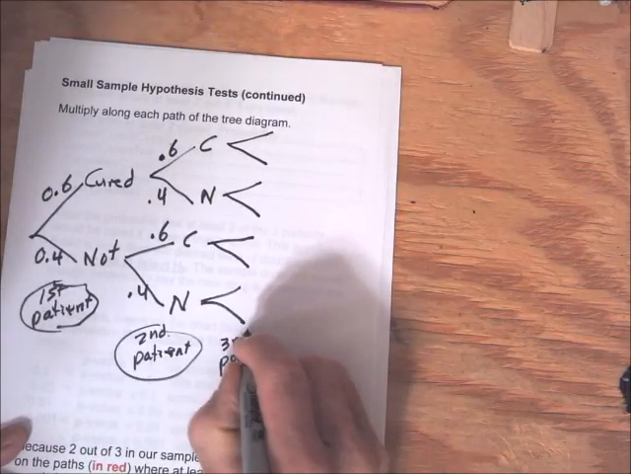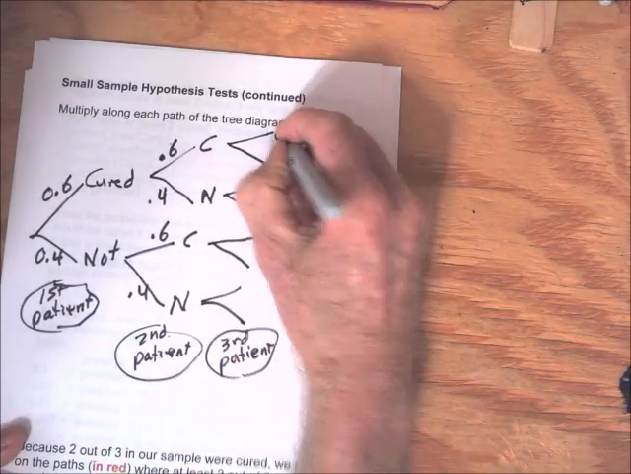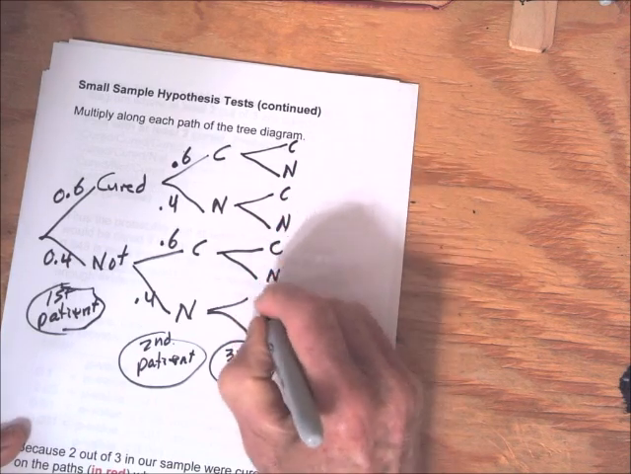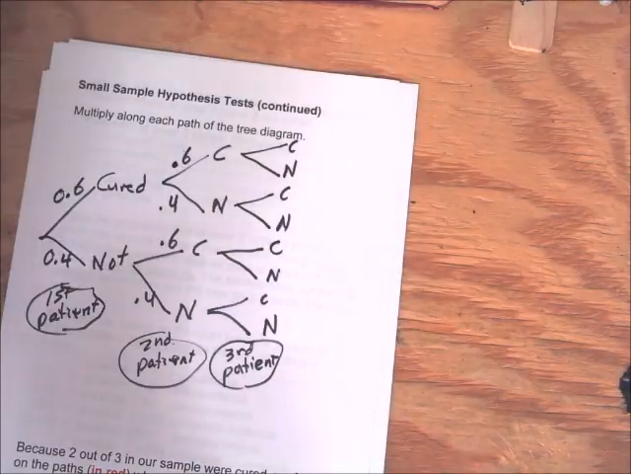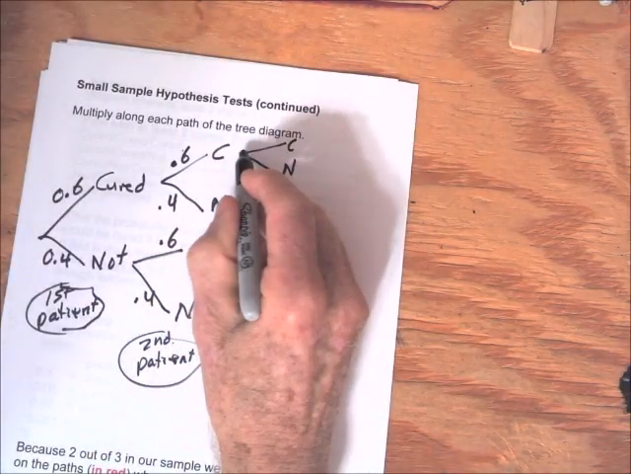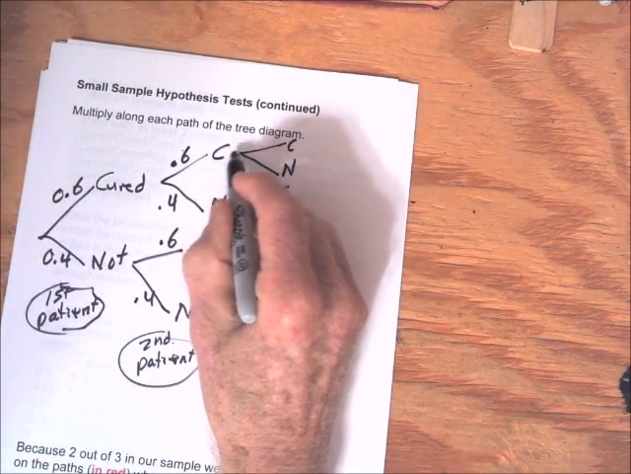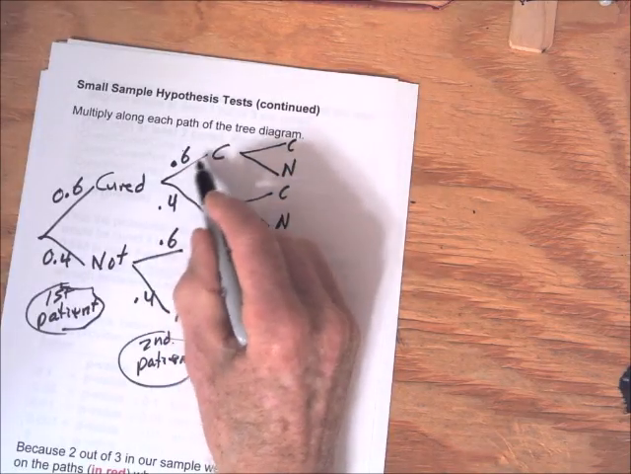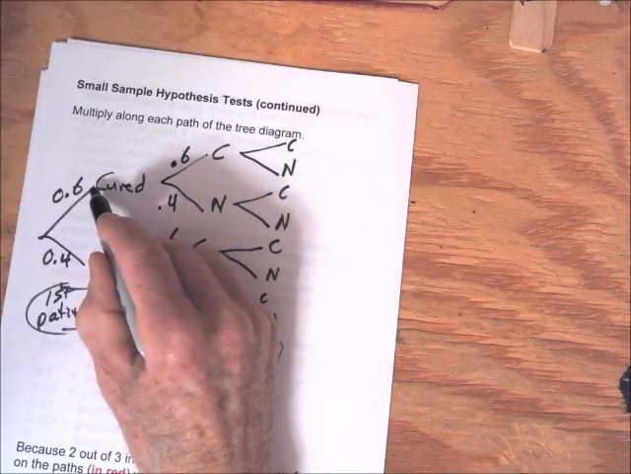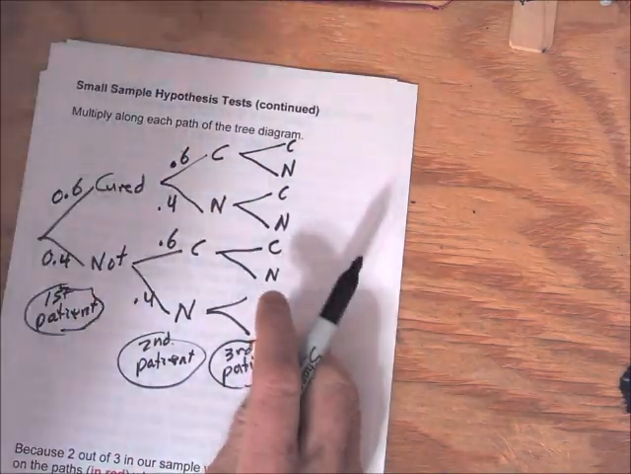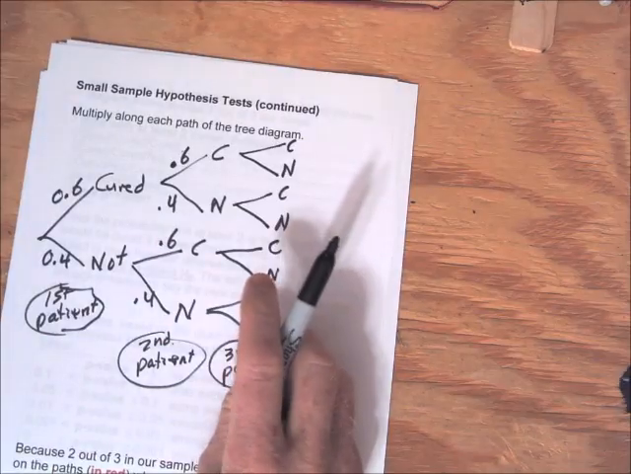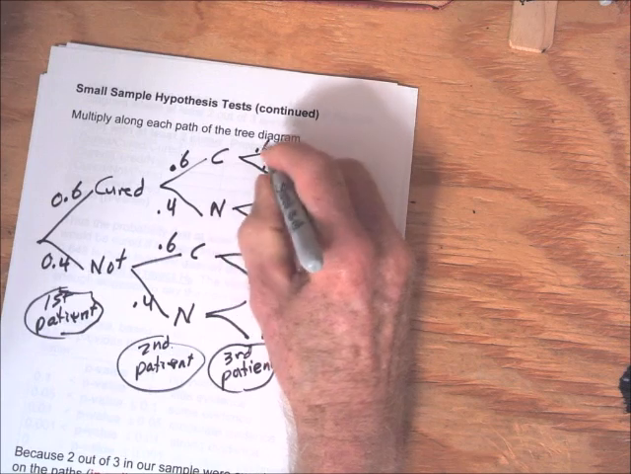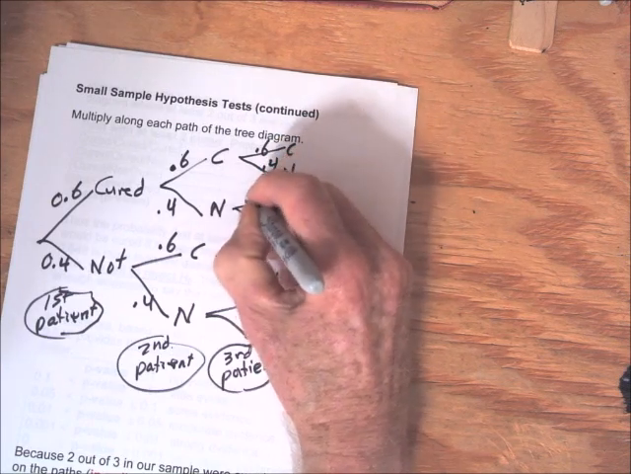So the third patient is either cured or not. When you make the tree, be careful to line up the vertex with the letter that it comes from, so that it's clear how to get from this point to that point. Okay, so the probabilities are going to be the same. So we're going to have 8 possible outcomes here. 0.6 chance of being cured, 0.4 chance of not being cured.